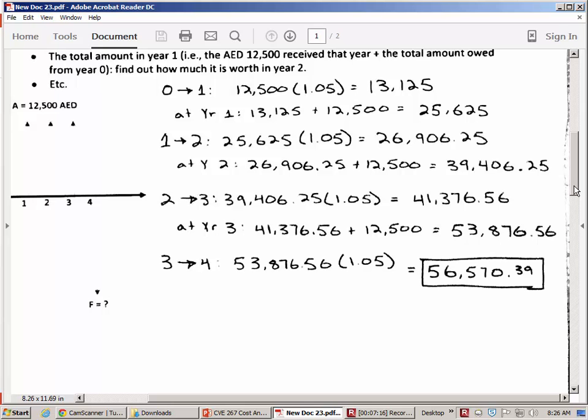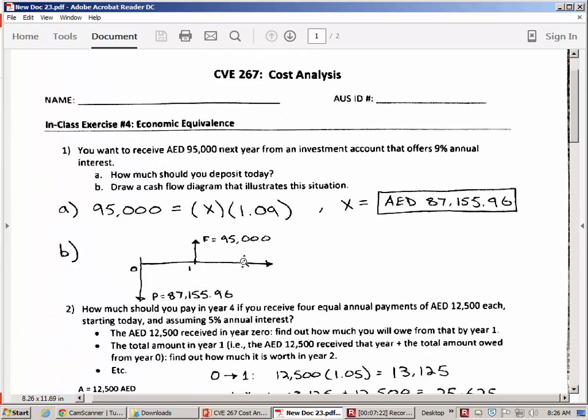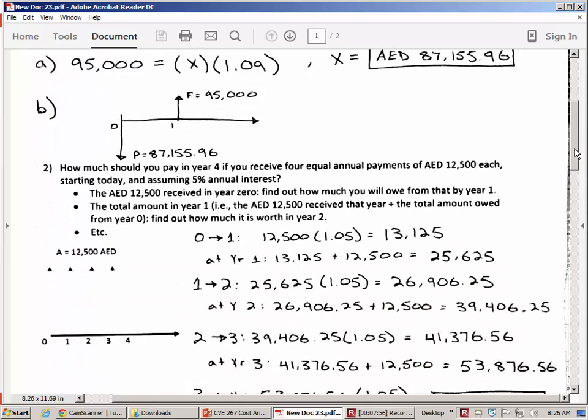Okay, I know some of you are already moving on to the third problem, but let's take a look at the first 2 just to make sure that there's no questions that we don't need to address. Okay, the first one was kind of a refresher, just to remind you of the idea that 1.09, in this case it's the principal combined with the interest, times some unknown value is equal to the amount in the future. And so you were trying to find out what was the present amount before the interest was added in. Okay, 87,155.